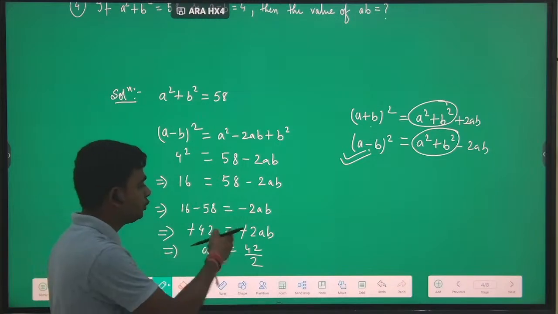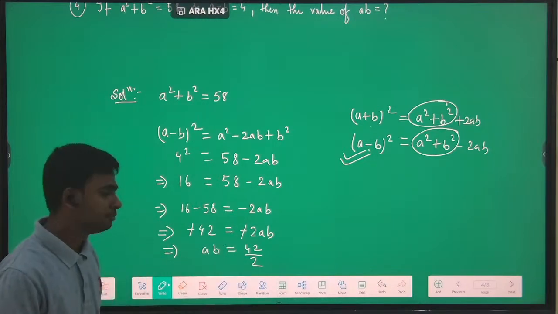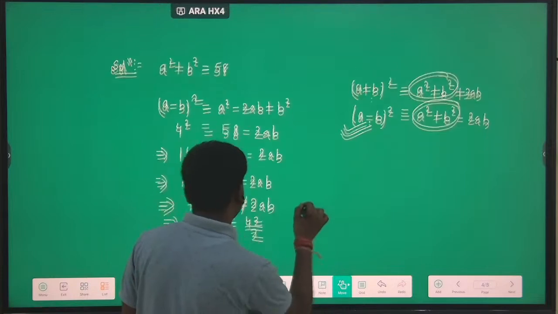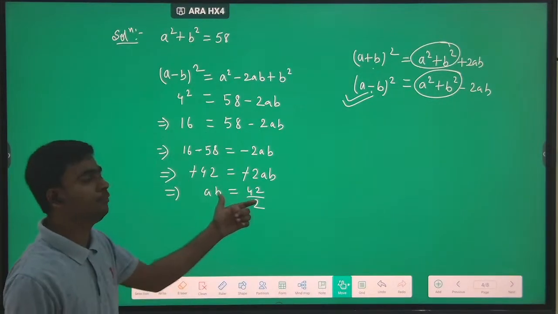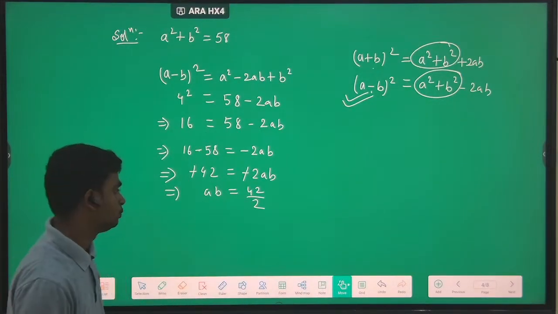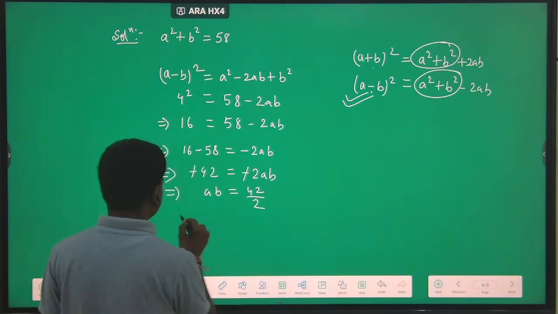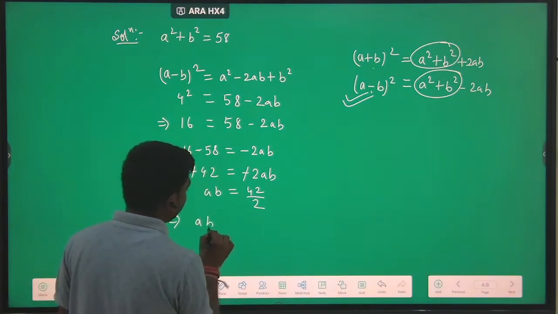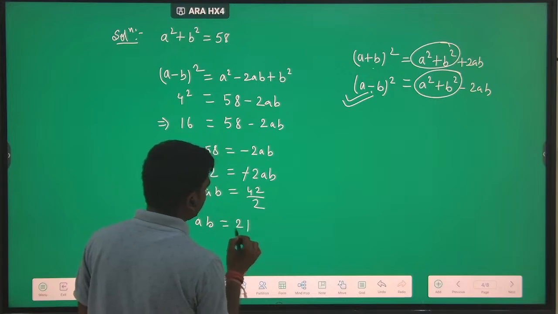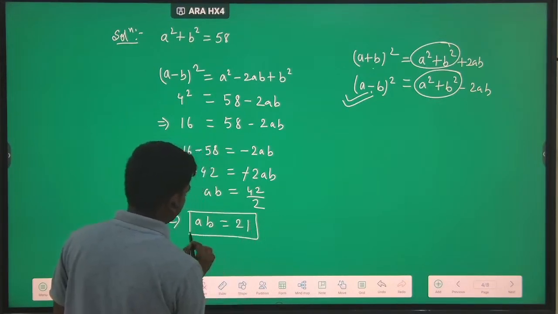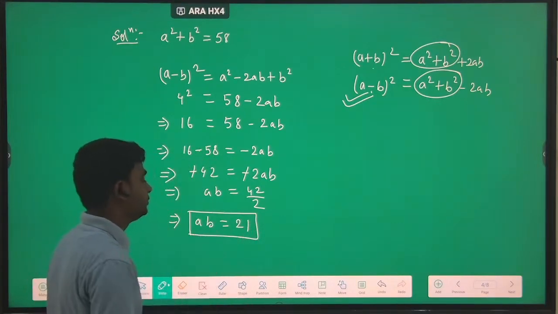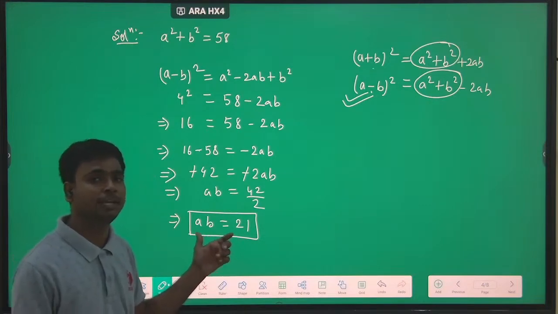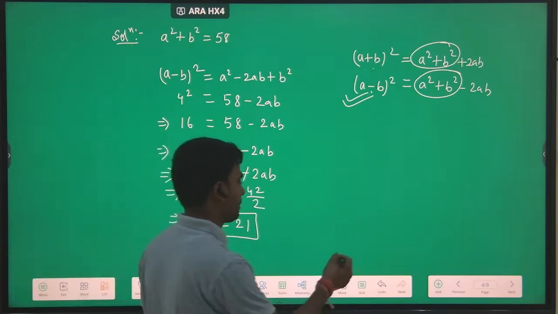We can divide this 42 by 2 to get our AB, okay, by using cross multiplication. So this AB will be equal to 42 by 2. Now, what is 42 by 2? 42 by 2 is 21. So, through this, we can find out the value of AB as 21.